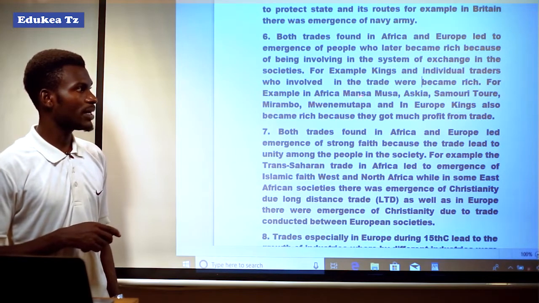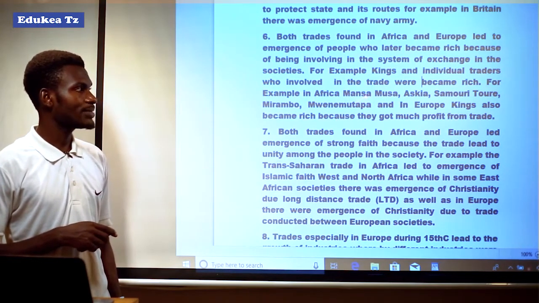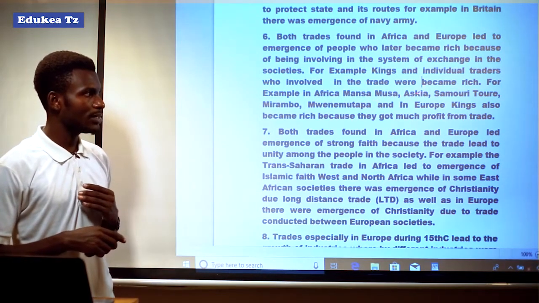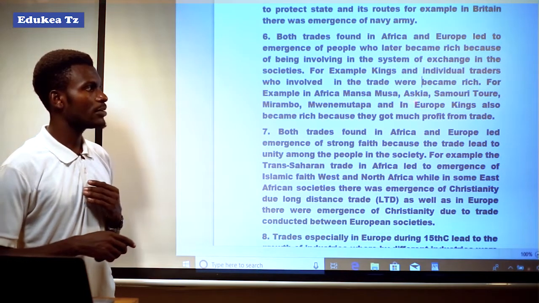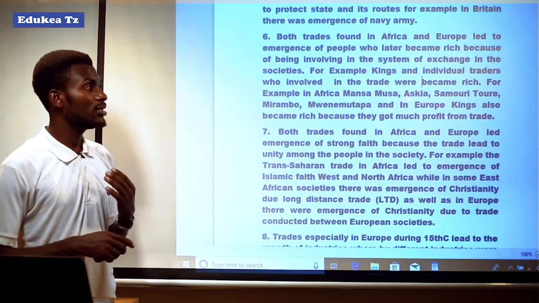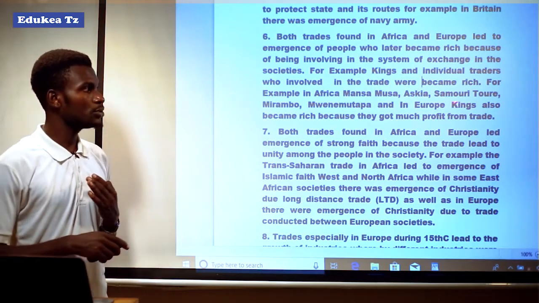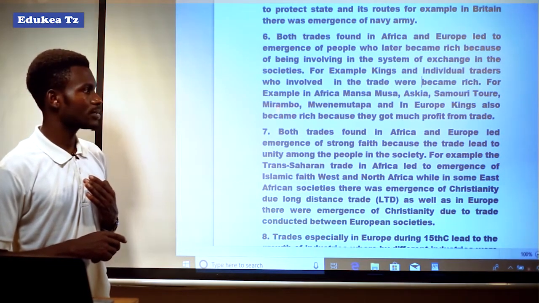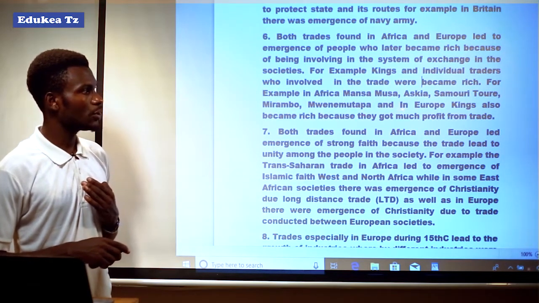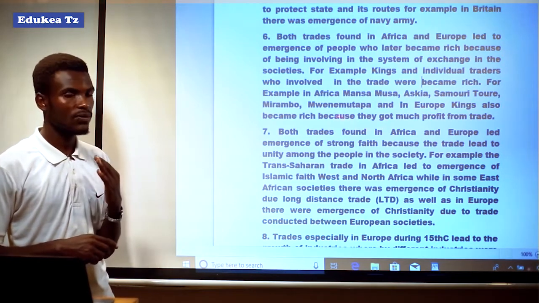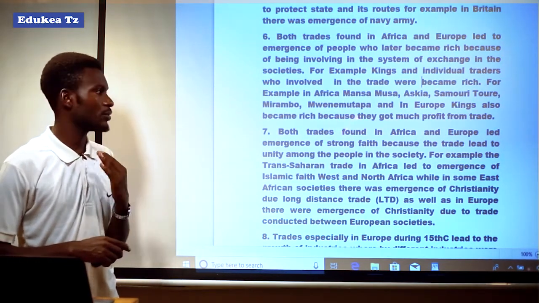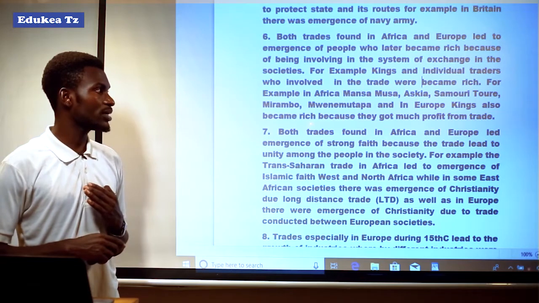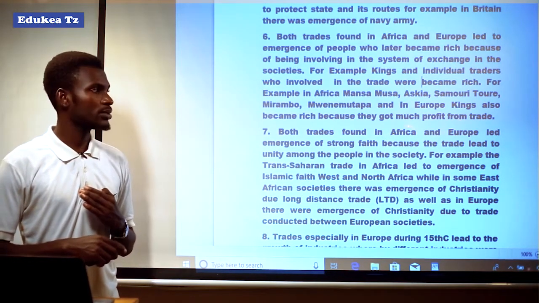For example, in Africa, Mansa Kankan Musa of Mali became a rich leader in Mali. Askia Mohammed in Songhai became the rich leader in Songhai. There is Samori Toure. Another was Mirambo in Nyamwezi, and Mwene Mtapa. And in Europe there were kings who became rich because of the trading activities in which they participated fully. It means that in Europe kings also became rich because they got much profit from the trade.